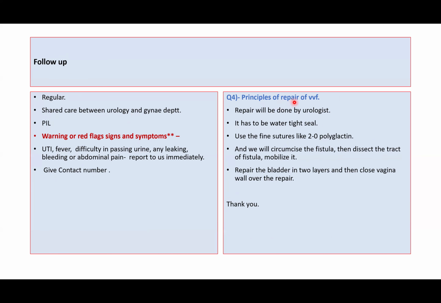What about the principles of repair of VVF? So just in short, it has to be done by urologist. It has to be watertight seal. The sutures used are fine sutures like 2-0 polyglactin. So first we have to circumcise the fistula, then dissect the tract of the fistula, mobilize it, and then repair the bladder in 2 layers, and then close vaginal wall over the repair. So for the bladder, the suture used is 2-0 or 3-0 Vicryl.